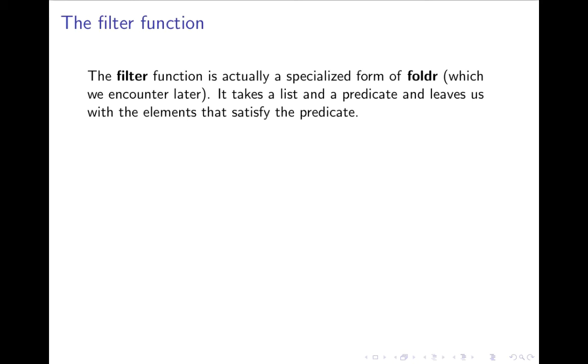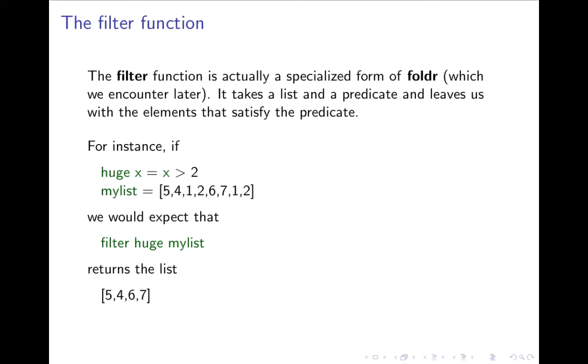The filter function is actually a specialized fold of fold right, which we will encounter later. The filter function takes a list and a predicate and leaves us with the elements that satisfy the predicate. For instance, if we have the predicate huge of x, which is true if x is greater than 2, and we have the list mylist 5, 4, 1, 2, 6, 7, 1, 2, we'd expect that if we filter mylist with respect to huge, filter huge mylist, we would get the list of numbers in mylist that are greater than 2, which would be 5, 4, 6, and 7.